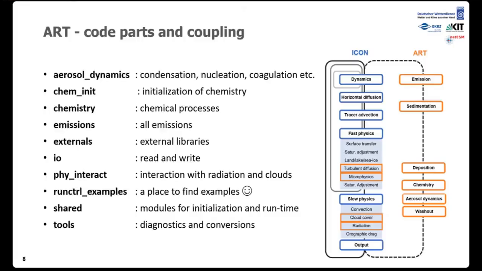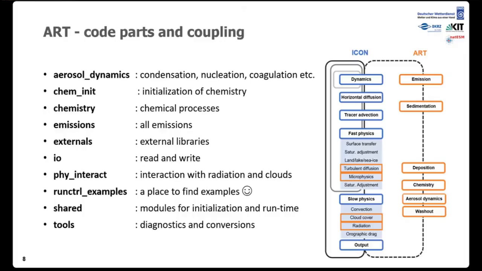Sorry, just to clarify, on this chart, the selection of the places, does it mean, for example, that emissions are executed at the dynamic time step? Yes, it's timing and a little bit also where you see the orange boxes around ICON processes. This means that we also exploit that process. For instance, the turbulent diffusion is also the deposition parameterizations, and also coupling with microphysics and radiation.